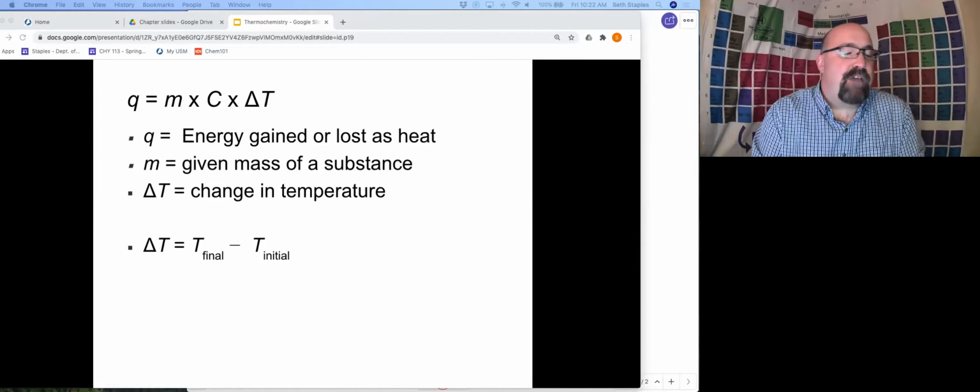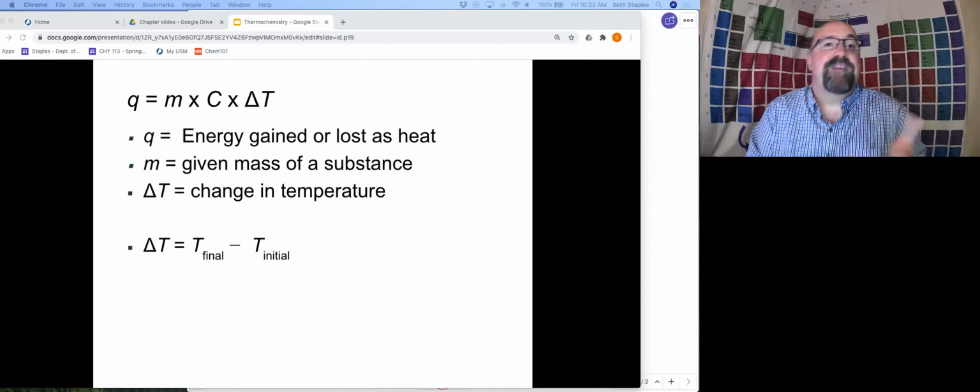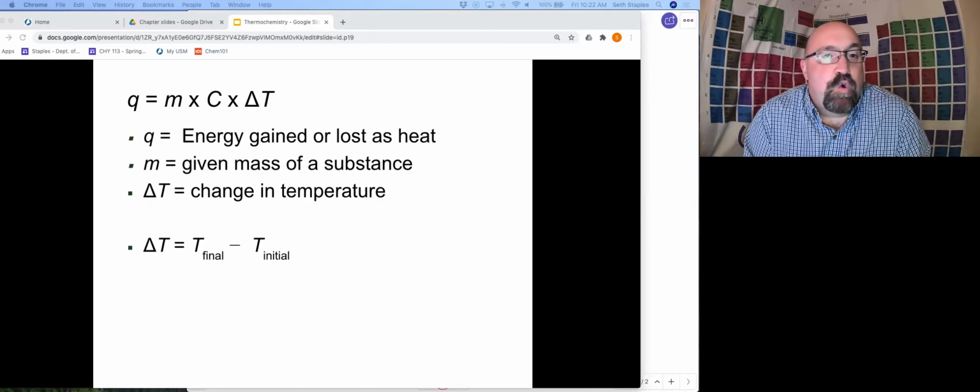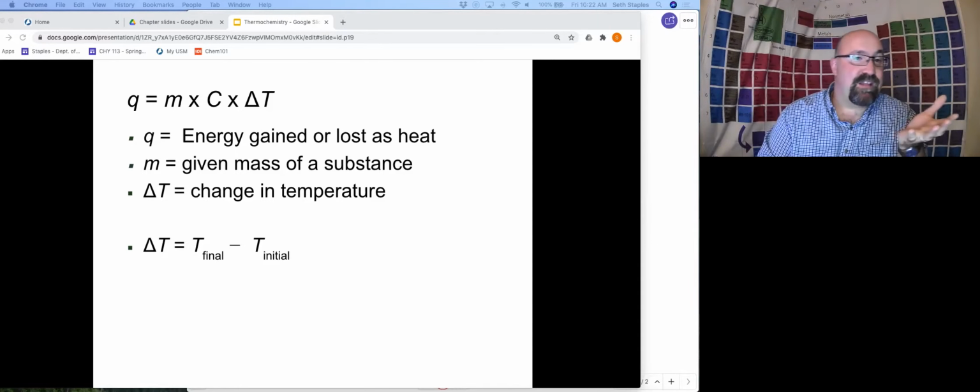I have no idea why it was arranged like that in my slide. I've always just said mc delta T. So here it is, mc delta T. Q equals mc times delta T. Q, again, is our measure of heat, our energy gained or lost as heat. M is the mass of our substance. C is our specific heat capacity. Delta T is our change in temperature.